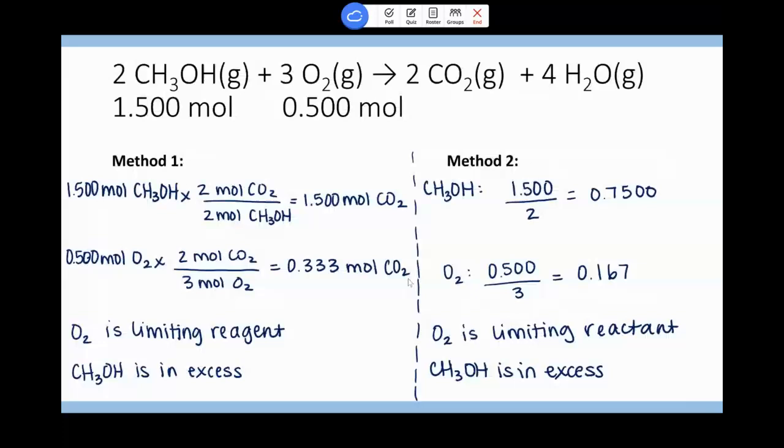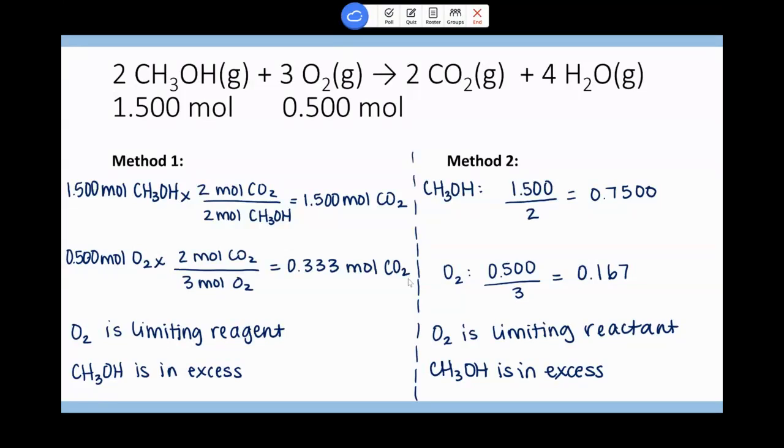So method 1 and method 2, we've already done these slides. Method 1, you take the amount of both reagents and do a separate calculation to see how many moles of one product will be produced. So in this case, we chose CO2. CO2 is a product, H2O is a product. You could pick H2O, that's fine too. You just need to pick the same product. Whichever calculation gives you the lower amount of product formed, you know that starting material is your limiting reactant. So that was the first method.